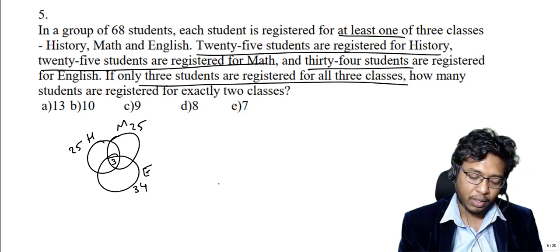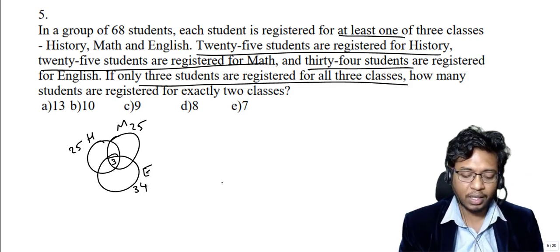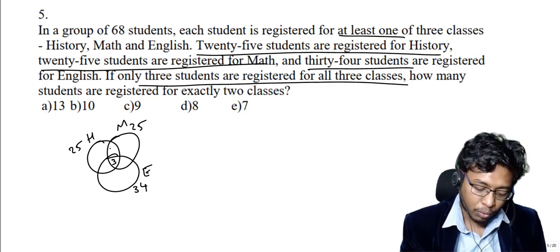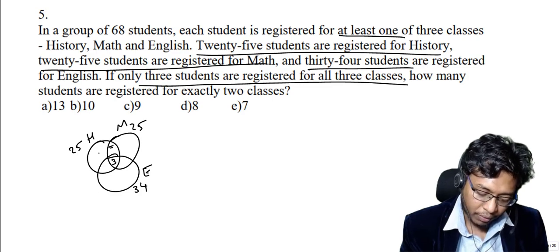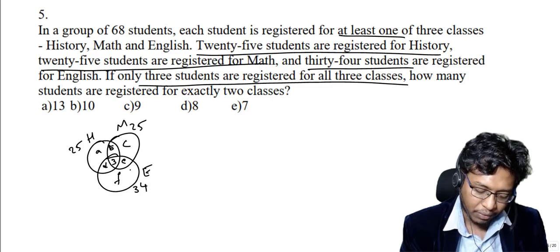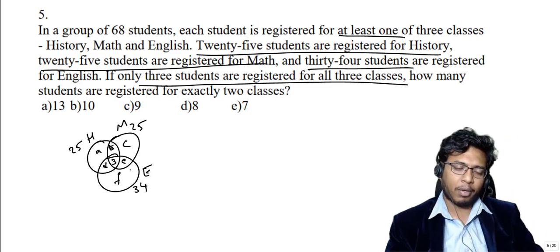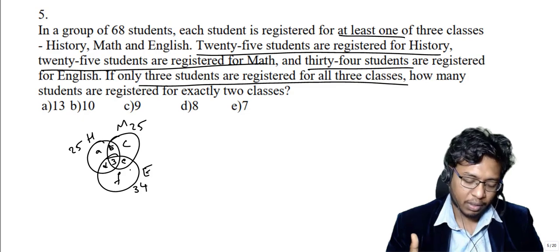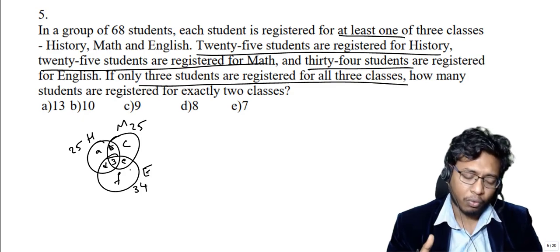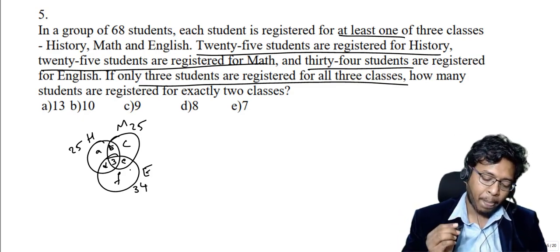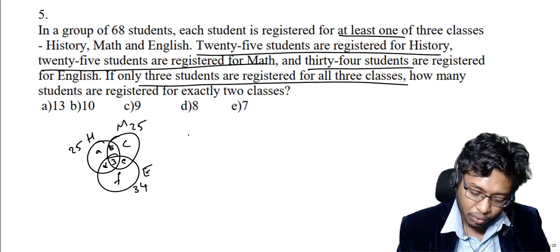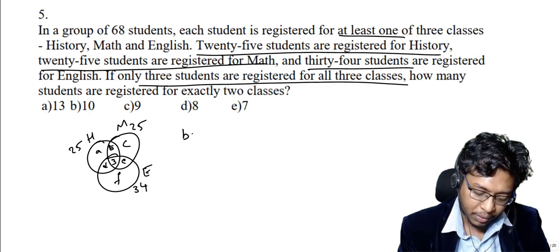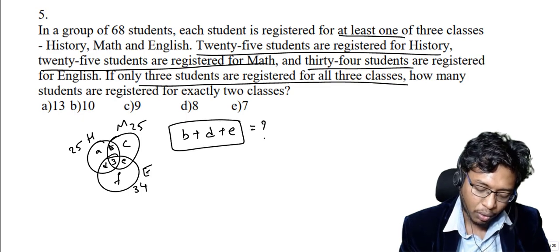Now you are asked to find how many students are registered for exactly 2 classes. Exactly 2 classes means these parts. So I'll first rename it A, B, C, D, E, F. G is not required to mark because it is given that all of them are participating in at least one subject. So there are no people who fall outside these circles, right? Now your target is to find exactly 2 subjects, which means you have to find B plus D plus E. That's it. This is what you have to find.